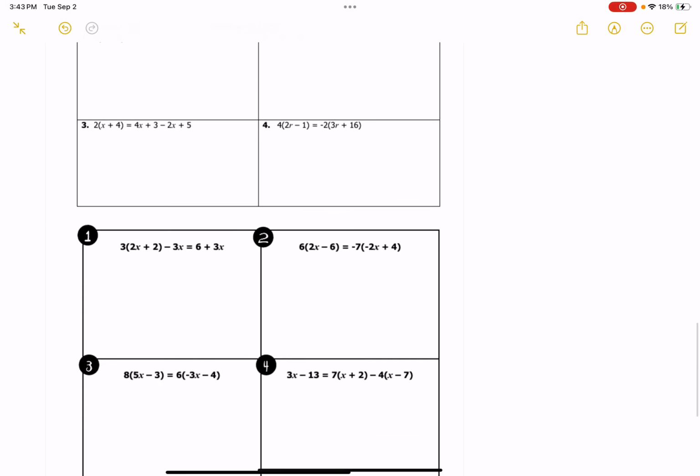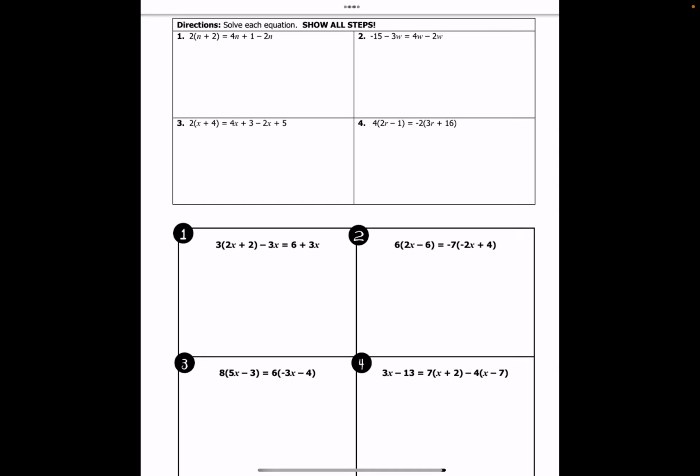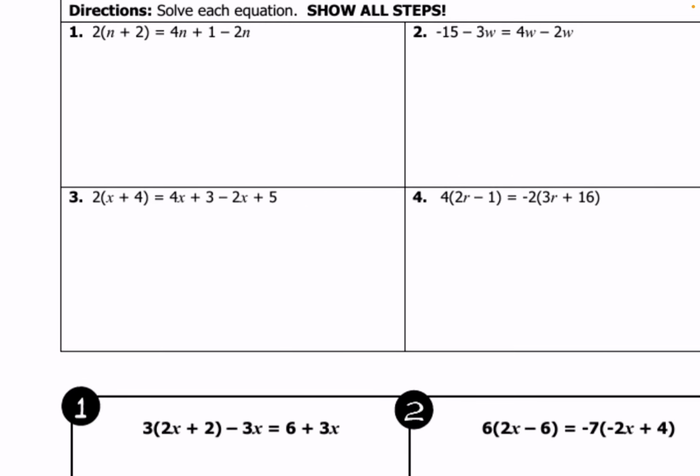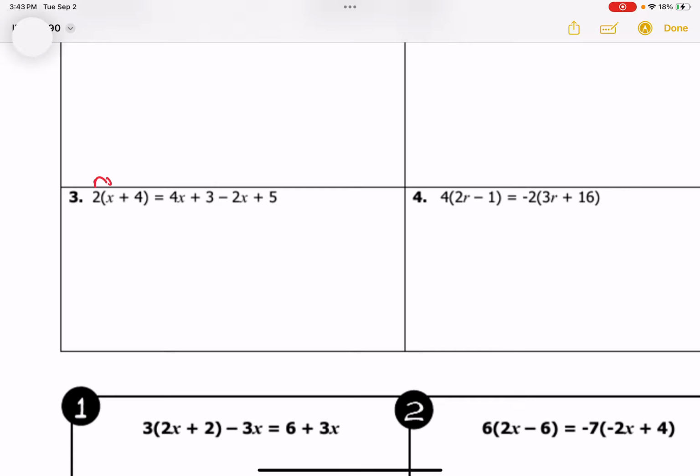I'm going to do 2 example problems here to get your juices flowing on this homework, and then you're going to give it a go yourself as practice. Let's start with number 3 in the first section. We're going to start, of course, as you know, by distributing. 2 times x is 2x, plus 2 times 4 is 8. I want you to notice how I show every step. 4x plus 3 minus 2x plus 5.